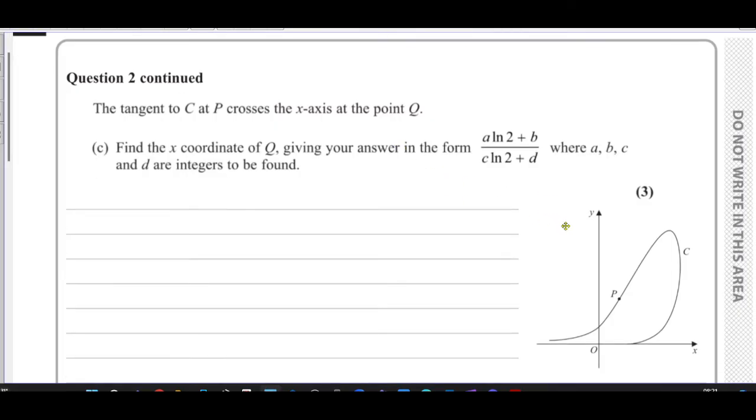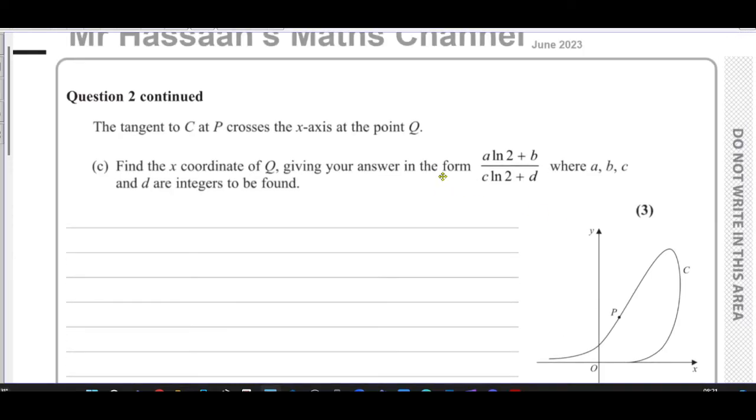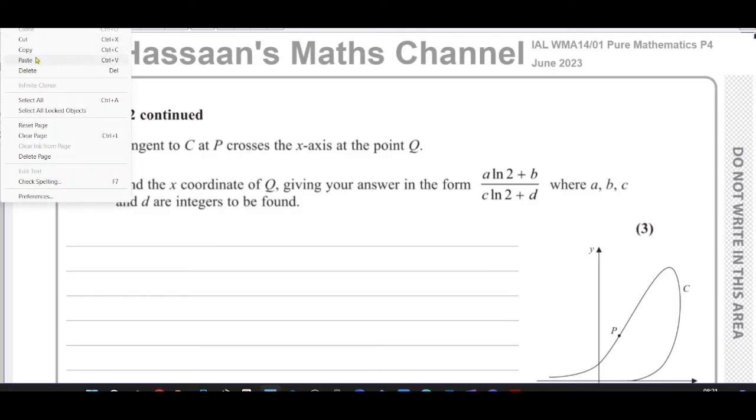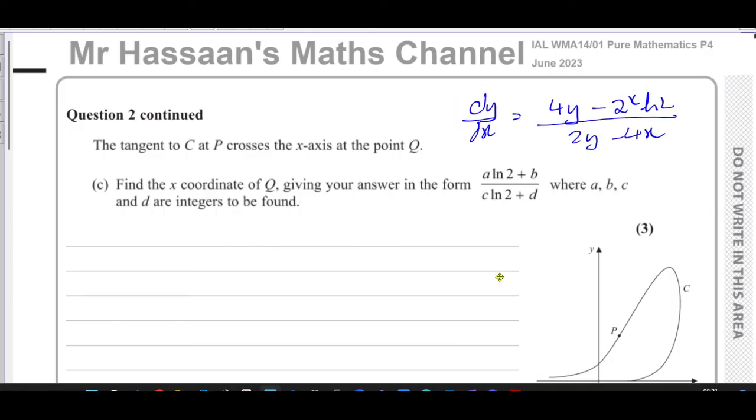Now, it says the tangent to C at the point P crosses the x-axis at the point Q. Find the x-coordinate of Q, giving your answer in the form (A ln 2 plus B) over (C ln 2 plus D), where A, B, C and D are integers to be found. So let me just first put this over here somewhere. This is what we found dy/dx to be. That's obviously going to help us with this question.